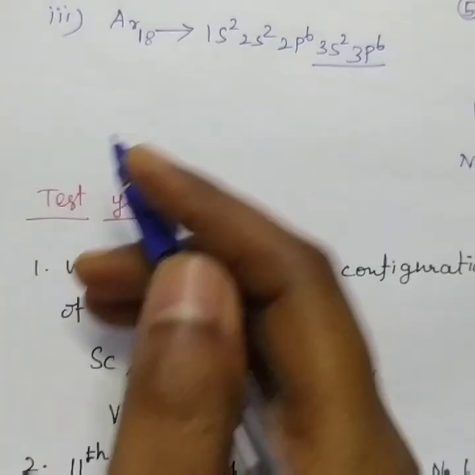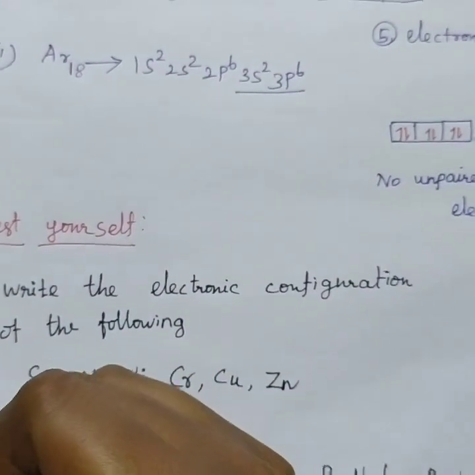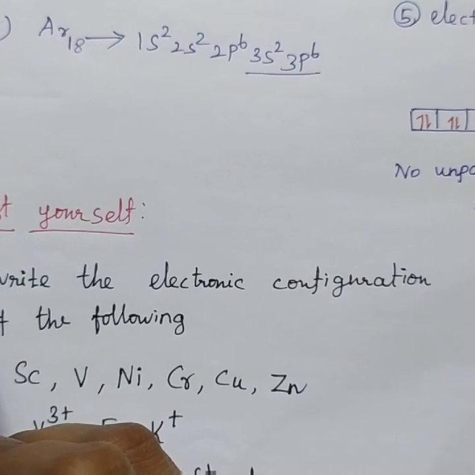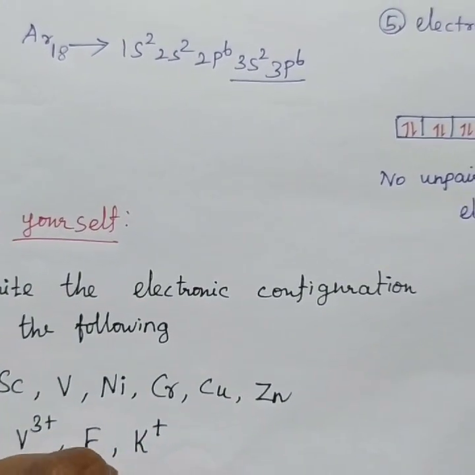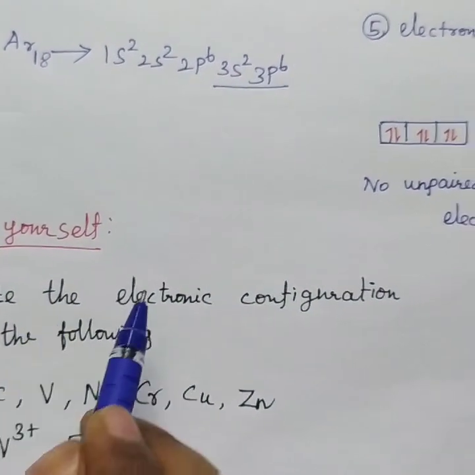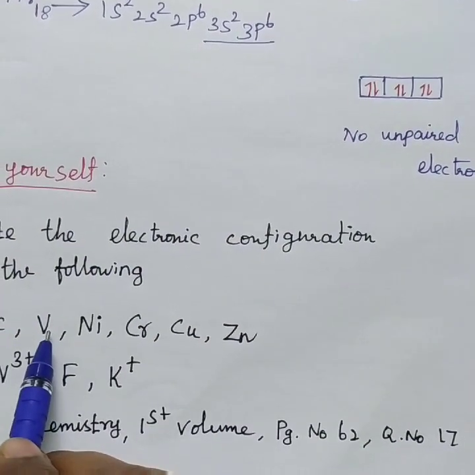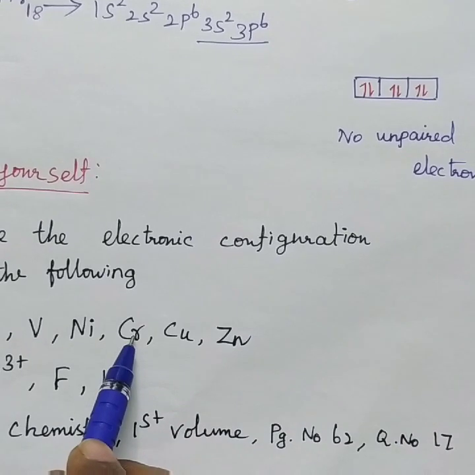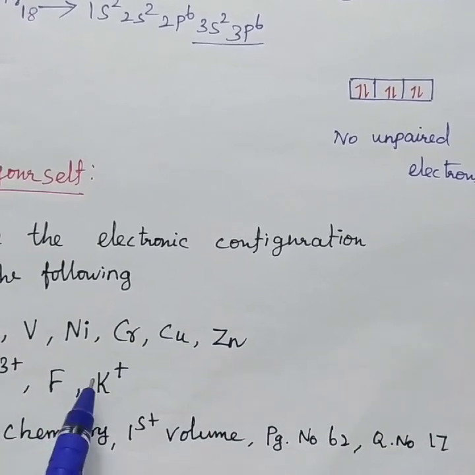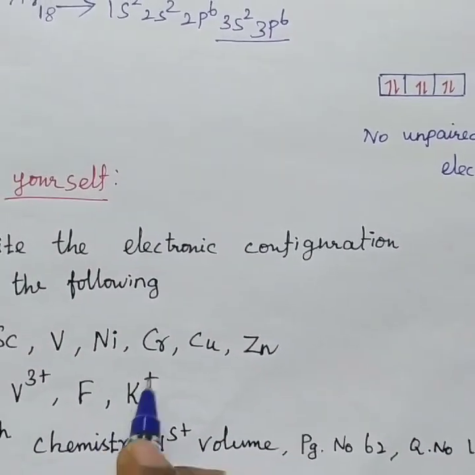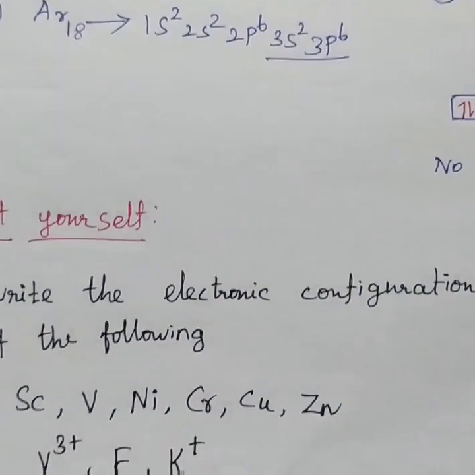Let us come to the end of the section. I will give some questions as a test for you. Just try to write the electronic configuration for scandium, vanadium, nickel, chromium, copper, zinc, and some ions also: vanadium 3+, fluorine and potassium. Try to do it. Okay, students. Thank you.